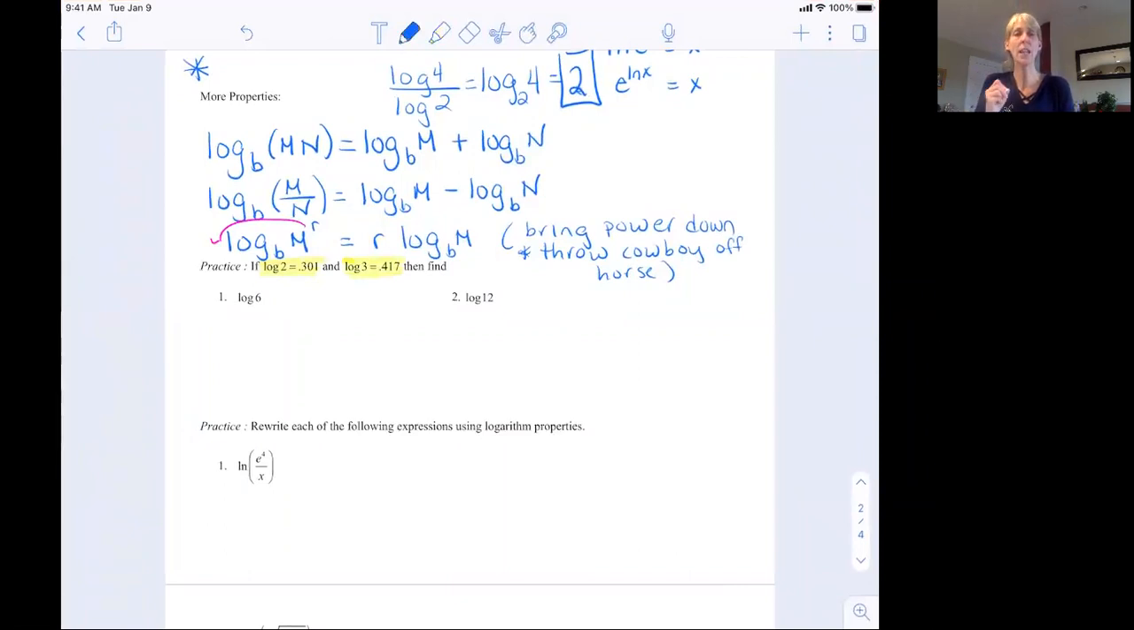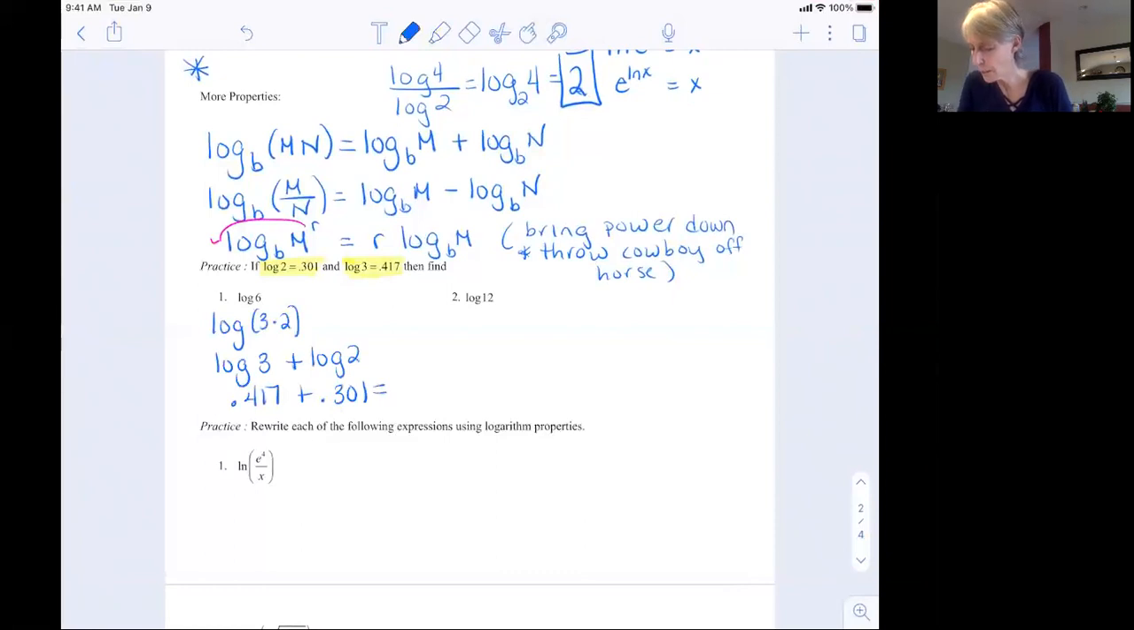So if I want to find the log of 6, I could rewrite 6 as 3 times 2. And there's my m and my n. Now I can expand this and write log 3 plus log 2. And I know that log 3 is 0.417, and I know log 2 is 0.301. If I add these two numbers together, I didn't do this math out, 0.718.